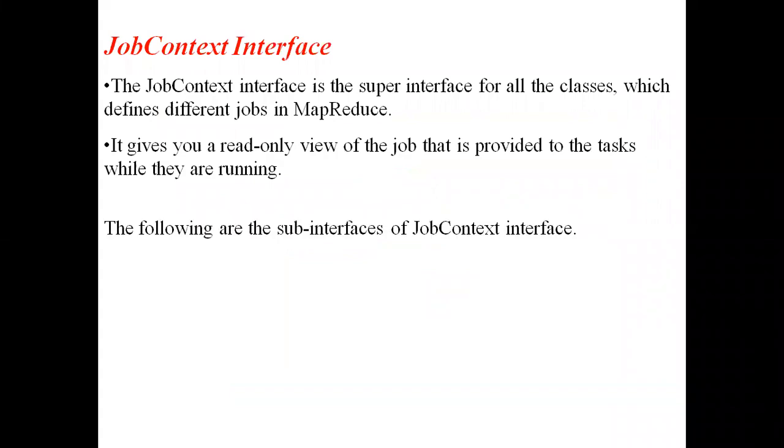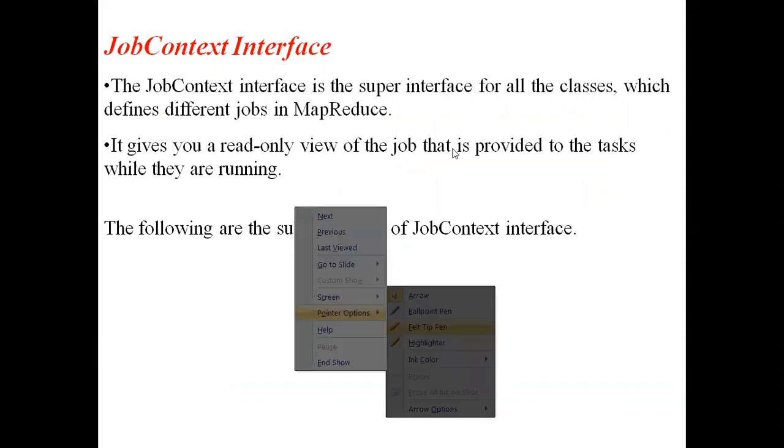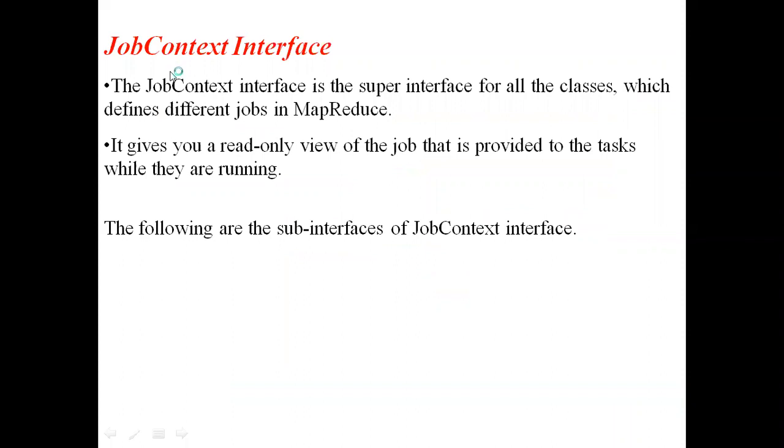When we come to MapReduce, the map context interface, we have already seen this briefly, but we will go through it again. Yesterday we said that the job context interface is the super interface for all the classes we use to define different jobs in MapReduce. For all the remaining classes, the job context interface behaves as a super interface.